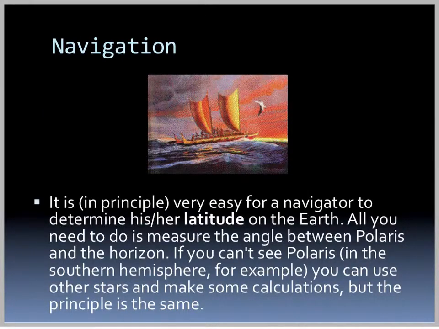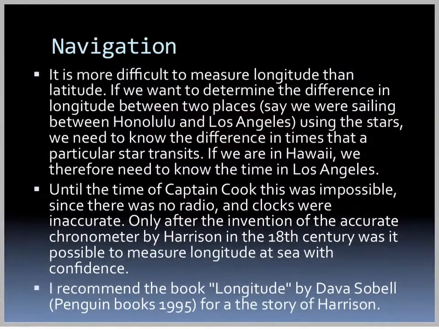Now, it is, in principle, very easy for a navigator to determine his latitude on the Earth. You just need to measure the angle between Polaris and the horizon. If you couldn't see Polaris, you could use some other stars and make some calculations, but the principle is the same. It's much more difficult to measure longitude than latitude.